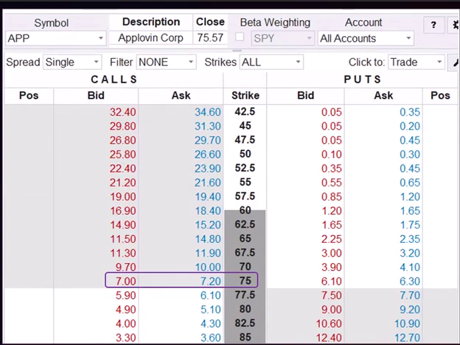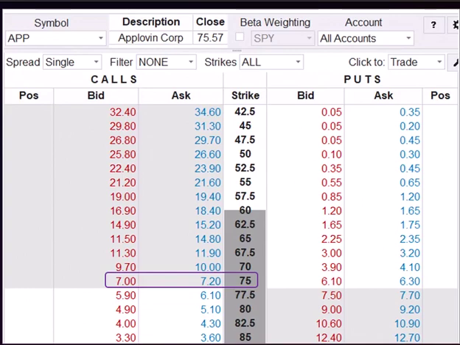APP closed at 75.57 on Friday. That means any calls on the list from 42.5 to 75 are in the money. Let's take a look at the profit potential for purchasing the APP May 17 75 strike call, which is the closest strike to the current price of the stock. The bid-ask spread for the 75 call is 7.00 to 7.20. We try to enter at the midpoint, so we'll use 7.10 as the buy price.